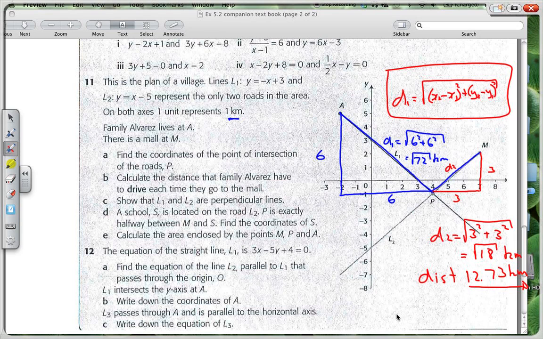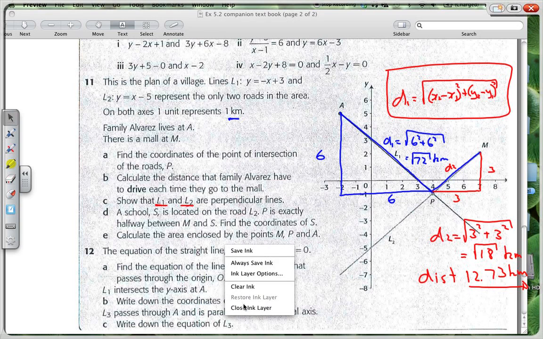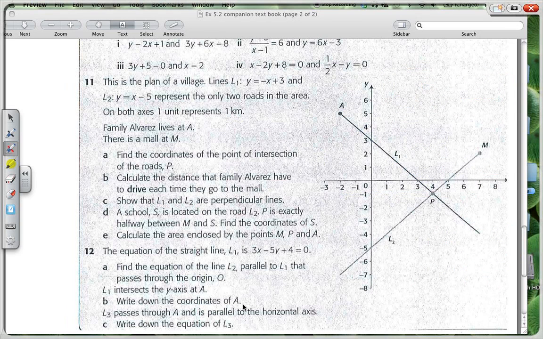Then we need to show that L1 and L2 are perpendicular lines. So to do that, we need to show that if this is M1 and this is M2, this formula M1 is equal to minus 1 over M2 is true. Therefore, M1 times M2 is equal to negative 1.